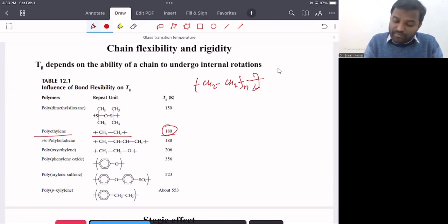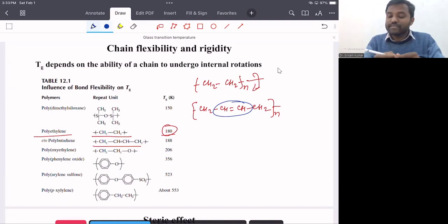And if you decrease the flexibility by adding a double bond here, so if you have CH2, CH, CH, CH2, what happens here? You have the double bond. Because of a double bond in the backbone of the repeat unit, there is less flexibility in the rotations, and because of the double bond formation in the chain, there is an increase from 180 to 188.